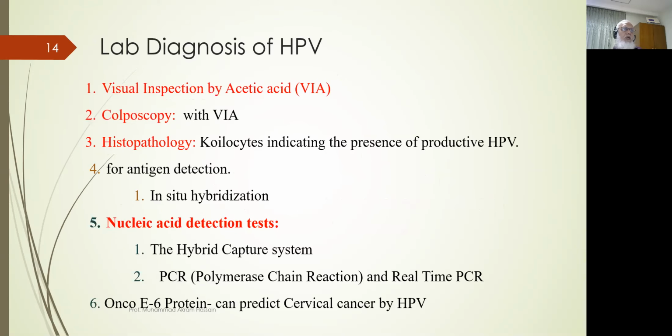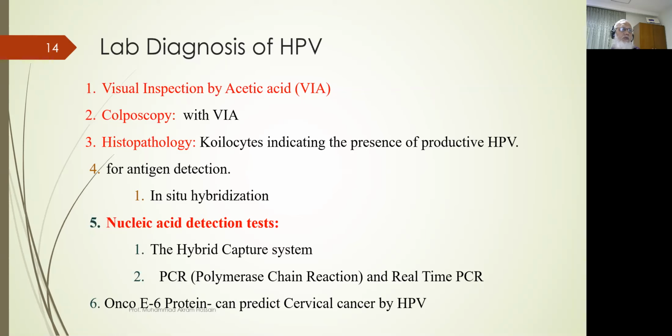Laboratory diagnosis of human papillomavirus. You know, some types of human papillomavirus may lead to cervical cancer, and a good number of women suffer from cervical cancer. There are many options for laboratory diagnosis. Number one is very simple, visual inspection by acetic acid, popularly known as VIA. It is done in most centers, from Upazila to tertiary centers, by nurses and outdoor gynecologists. Colposcopy along with VIA is also a very good screening test.